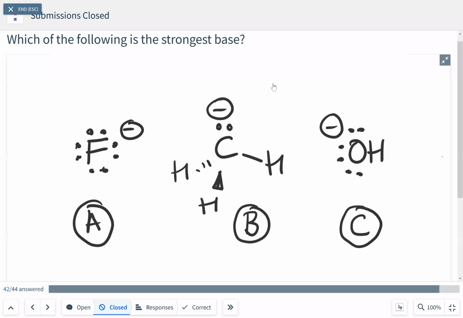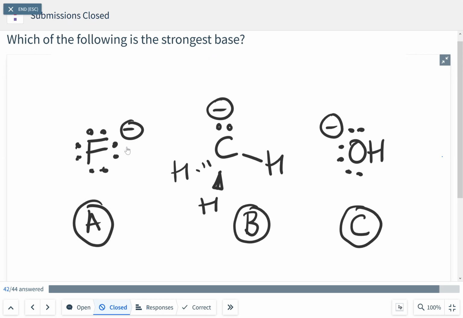Okay, so fluorine, carbon, oxygen are all on the same row of the periodic table. Easiest way to do the analysis of this is: which of these atoms is the least electronegative? Where is the negative charge? Is it residing on an electronegative atom, or is it residing on a non-electronegative atom?